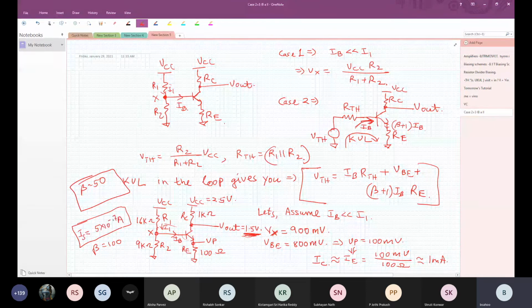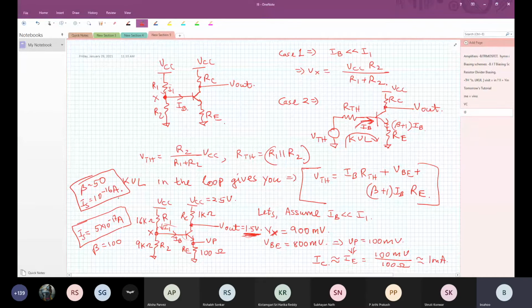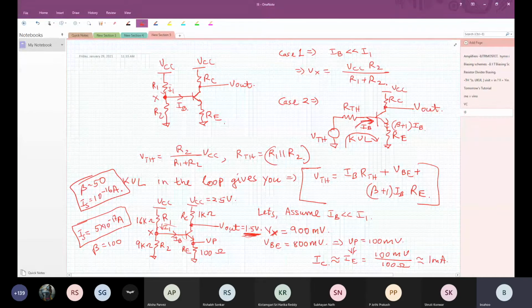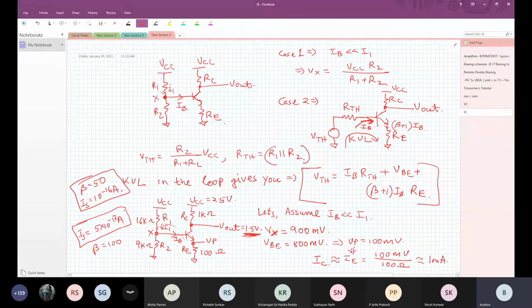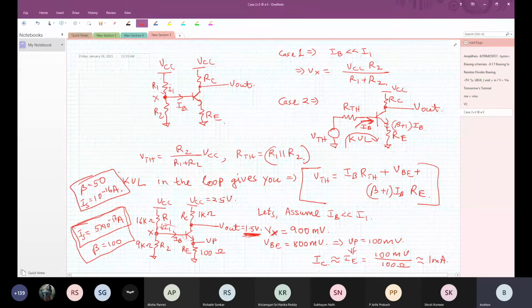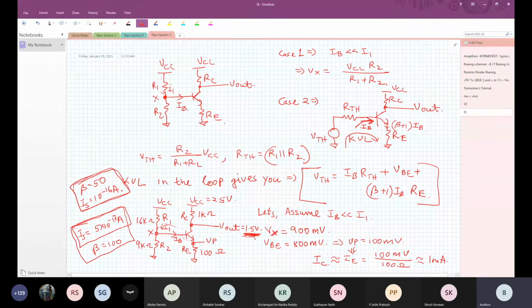So you now change the new IS to 10 to the power of minus 16 amperes, and prove that when you design with this, you get V out equal to 1.5 volts. When you change the transistor and replace it with this, the voltage changes. Can you tell me by how much does this voltage change? Does the transistor go into saturation?